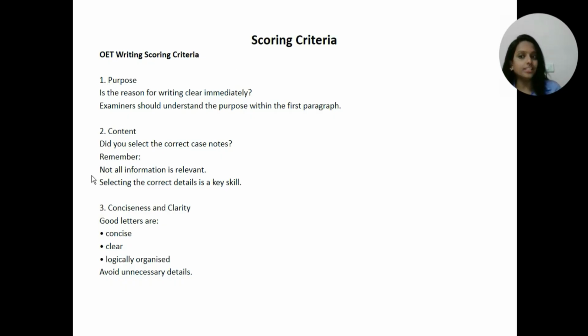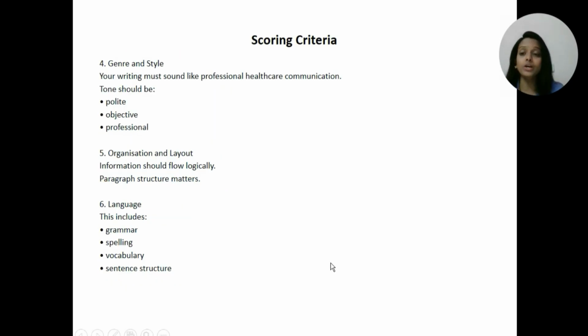Got it? And the third one is conciseness and clarity. So good letters are concise, they are clear, they are logically organized. So try to avoid unnecessary details in your letter, because conciseness and clarity also play a major role in scoring criteria. And the next one is the genre and style. So your writing must sound like professional healthcare communication. Your tone should be polite, objective, professional.